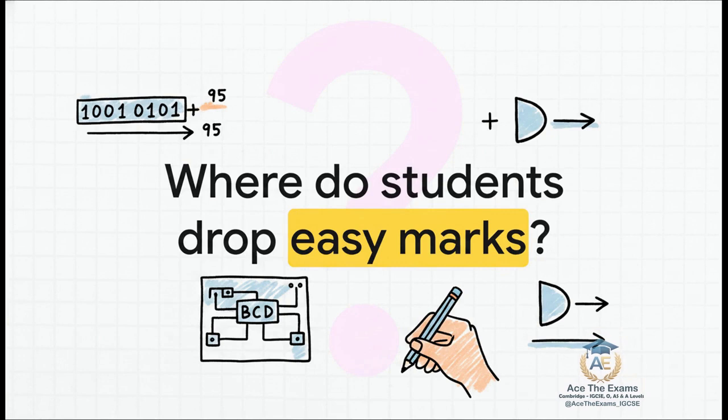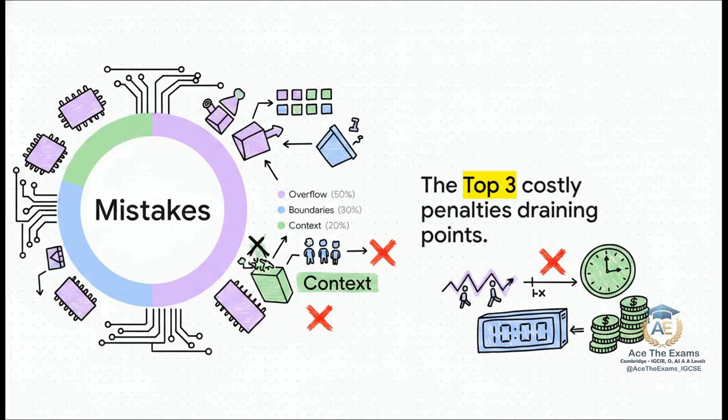Is it the conversion process? Maybe the binary addition? Take a literal second, lock in your guess, and let's spot the penalty before we reveal the definitive answers from the examiner reports. And this brilliantly illustrates the exact penalty zones that drain points from otherwise stellar papers.